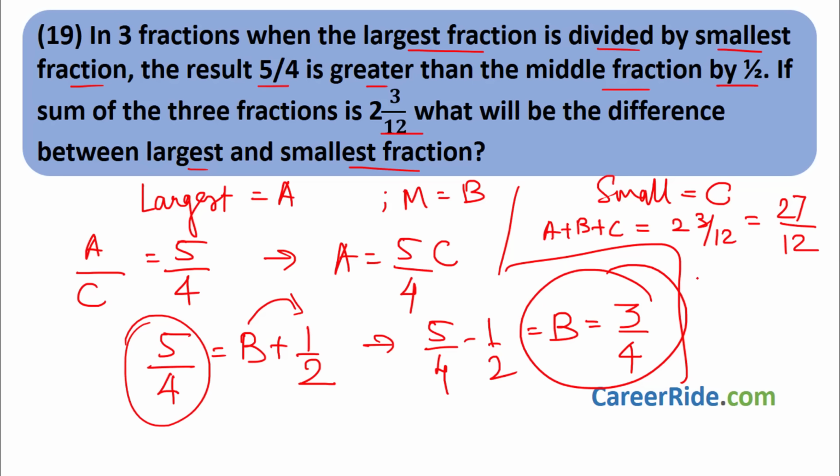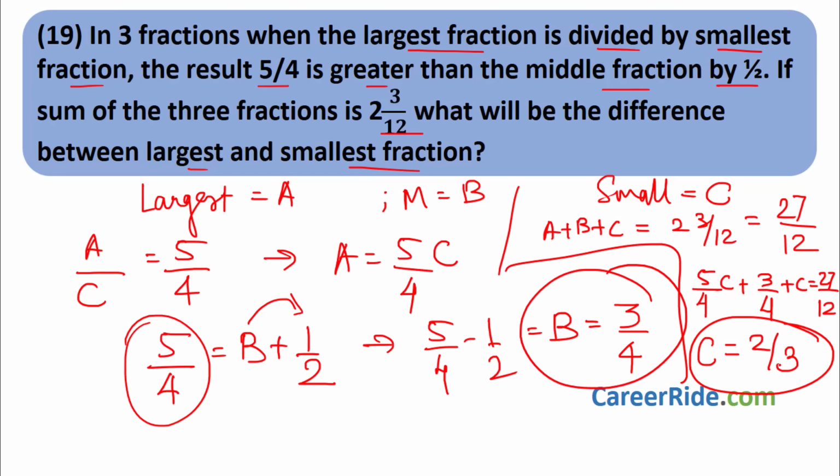What is the value of A? We can express everything in the form of C. Value of A is 5 by 4 C, value of B is 3 by 4, plus C equal to 27 upon 12. When you solve all this, what you will get? You will get value of C as 2 upon 3. Now put in the value of C and find the value of A. A is 5 by 4 C. Okay, that would be 5 upon 4 into 2 upon 3. 2 2s are, that is 5 upon 6.